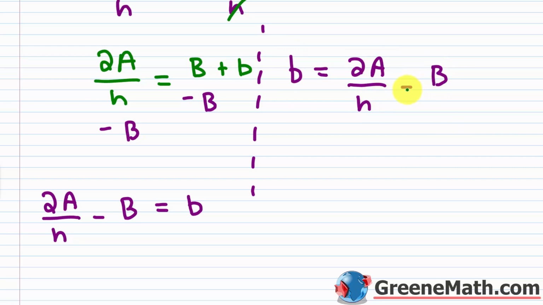Now you'll notice that we don't have a common denominator here. If we want a common denominator, we can get one. We can just multiply this by h over h. If we would have used the distributive property, we would have gotten one. So this is just a matter of personal preference. It's the same answer either way.